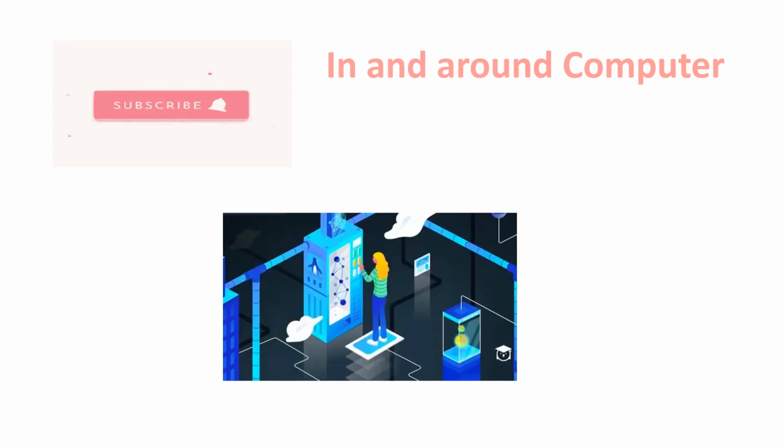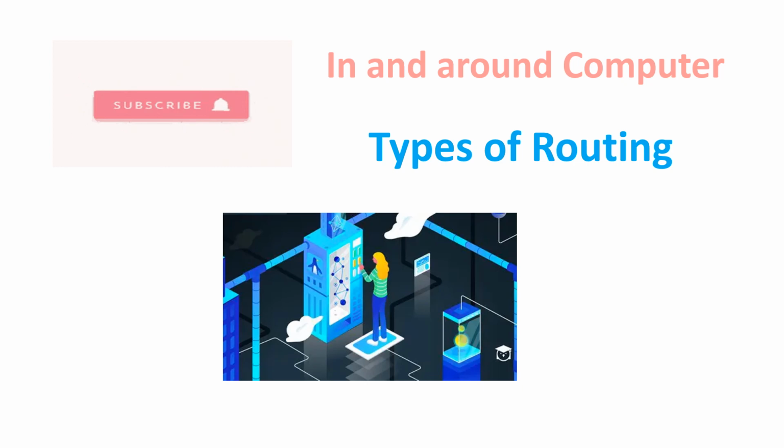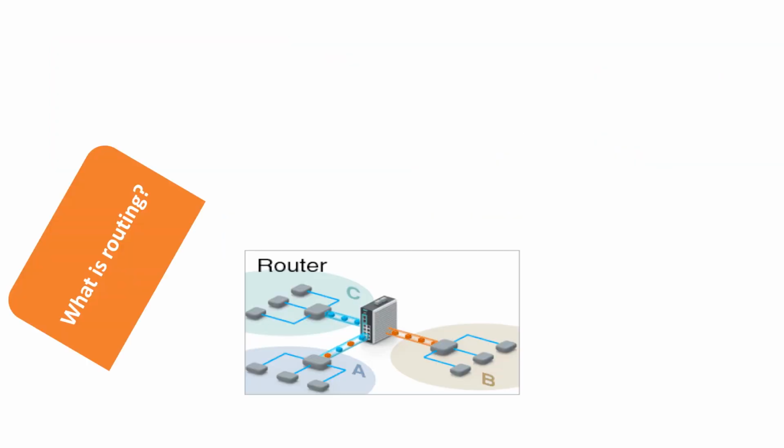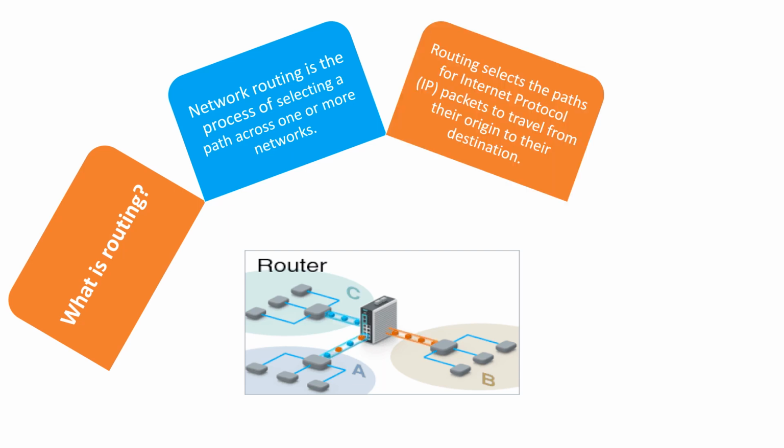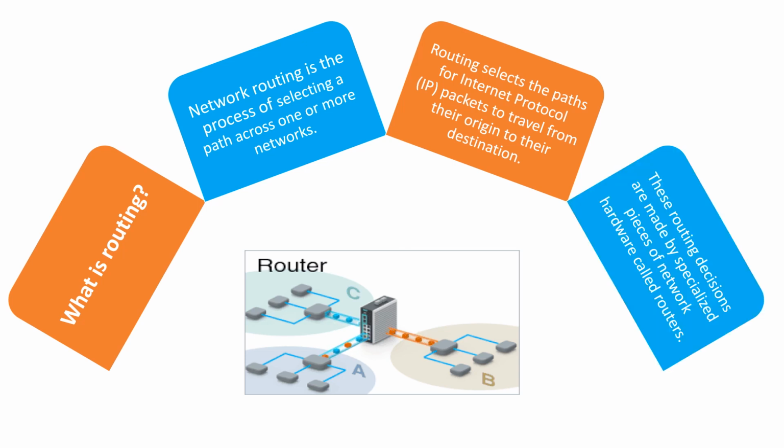In this video, we are going to see routing and its types. First, we can see what is routing. Network routing is the process of selecting a path across one or more networks. This routing selects the path for the Internet Protocol packets to travel from their origin to their destination. So these routing decisions are made by a specialized piece of network hardware called the router.